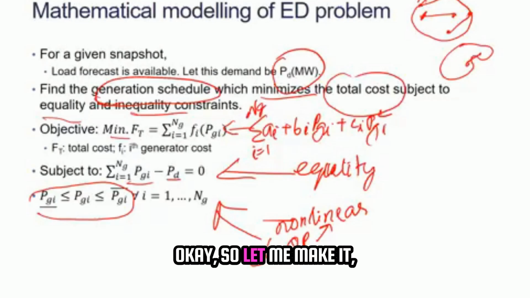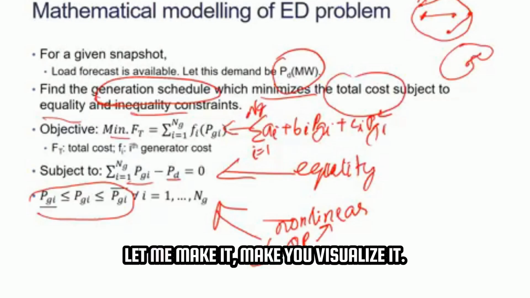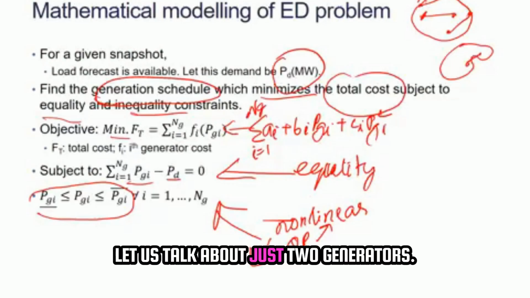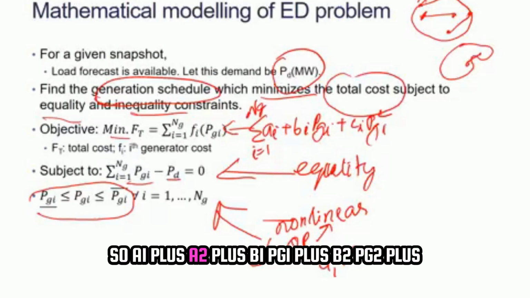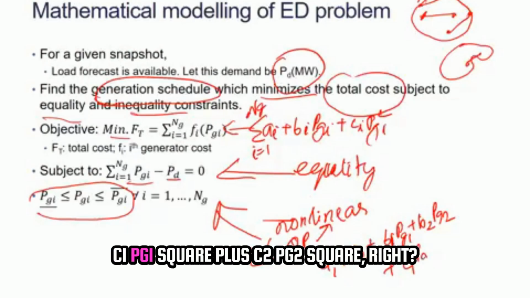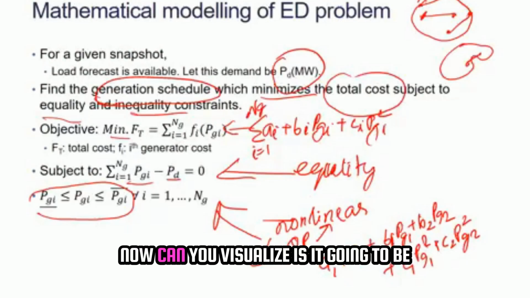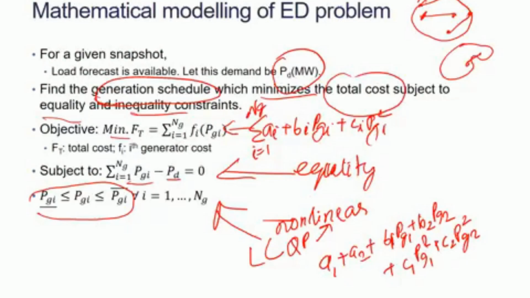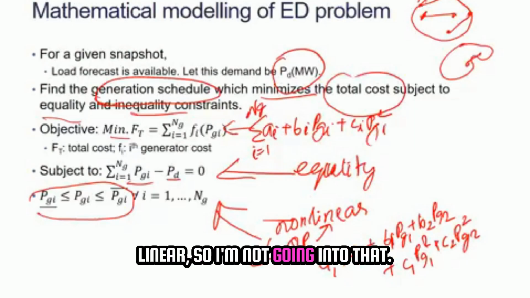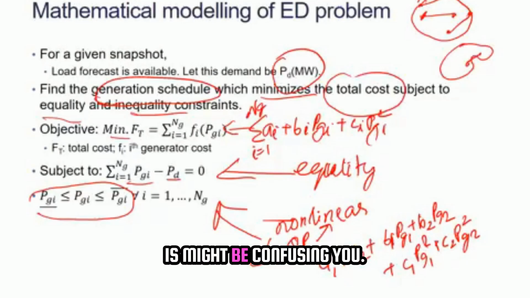Okay, so let me make you visualize it. Let's say there are two generators, let us talk about just two generators. So A1 plus A2 plus B1 PG1 plus B2 PG2 plus C1 PG1 squared plus C2 PG2 squared. Right, so this is going to be the objective function. And because the constraints are linear, I'm not going into that, only the objective function might be confusing you.